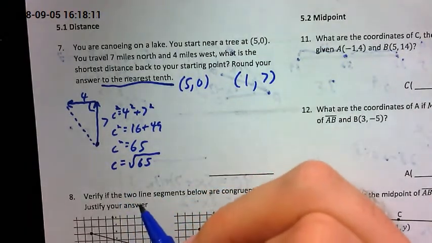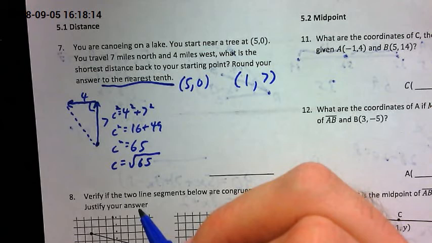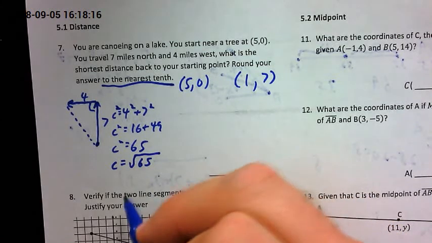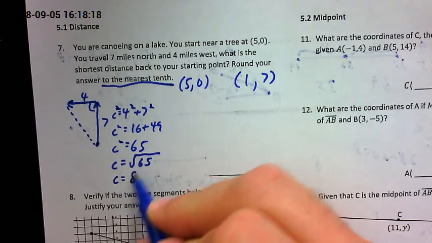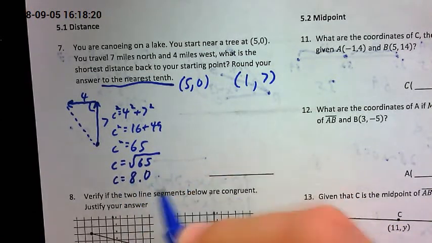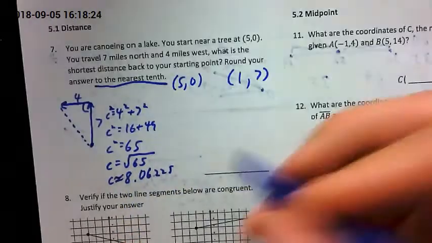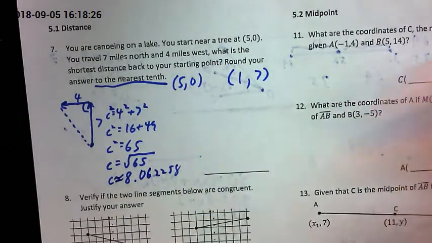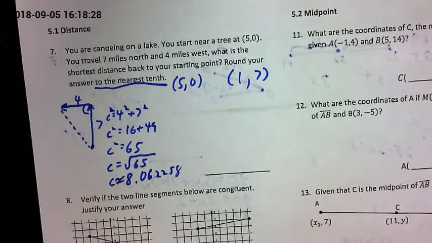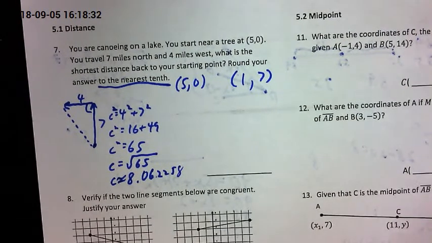So plug that in the calculator. Square root of 65 is 8.062225. Now, I rounded it off at some point here, all right? But where am I supposed to round this? Nearest tenth.